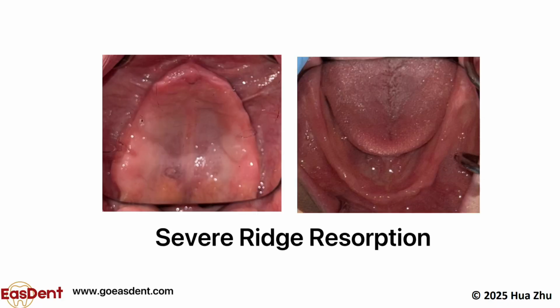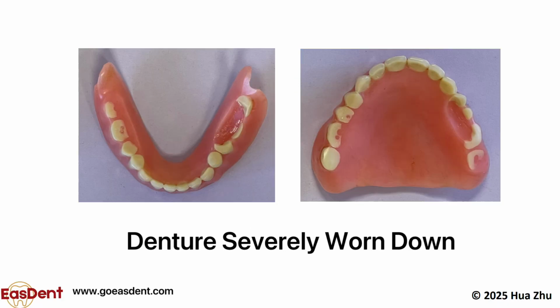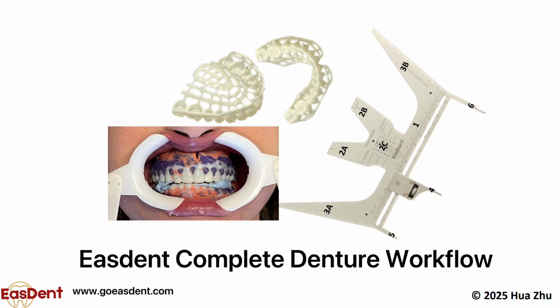If the ridge resorption is too severe and the existing denture is severely worn, it can affect multiple key factors, including aesthetics, fit, VDO, and centric relation. When all of these factors are significantly off, it becomes difficult to use the existing denture for records. In such cases, you should not use the duplicate denture workflow. Instead, use the Easton complete denture workflow, as it will be easier to collect all necessary records.